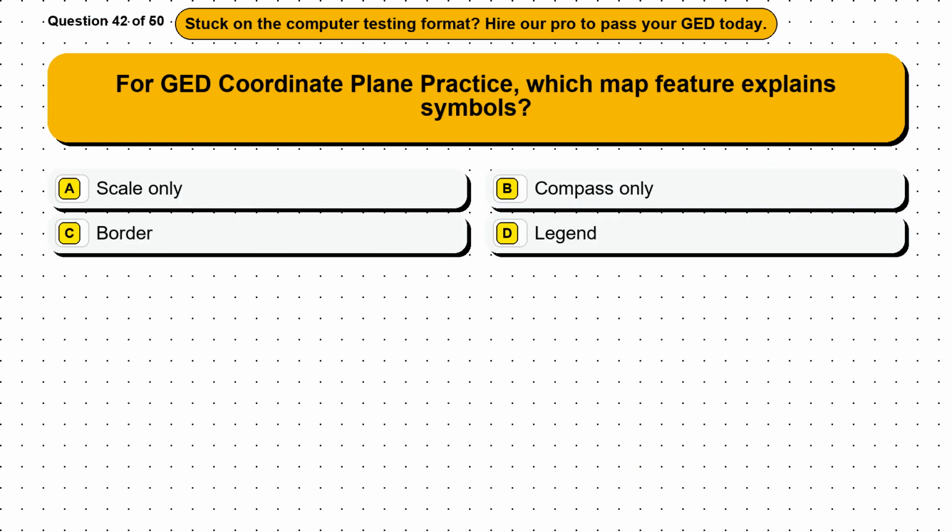Question 42. For GED Coordinate Plane Practice, which map feature explains symbols? Option A, scale only. Option B, compass only. Option C, border. Option D, legend.